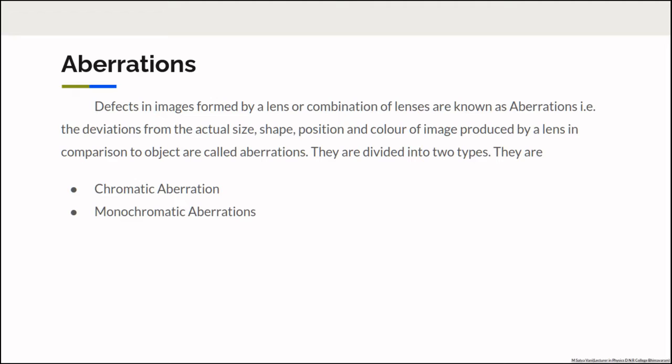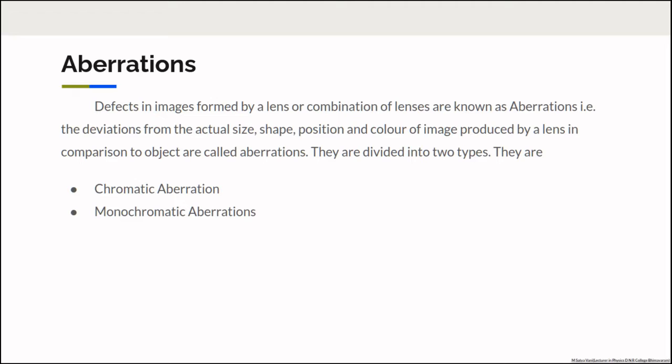Aberrations are nothing but defects in images formed by a lens or a system of lenses. Aberrations mean deviations from the actual size, shape, position or color of the image produced by a lens in comparison to the object.